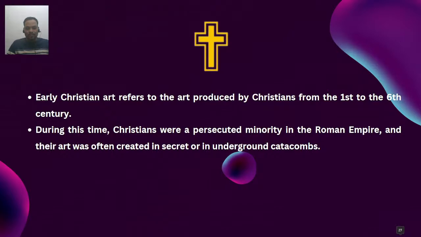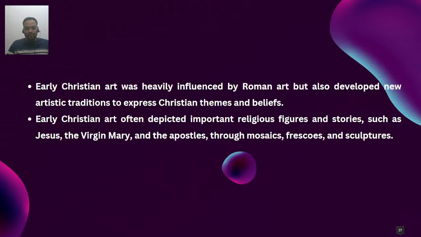Early Christian art often depicted important religious figures and stories such as Jesus, the Virgin Mary, and the apostles, who were the followers and disciples of Jesus Christ, through mosaics, frescoes and sculptures. So there were three major techniques that the artists of that era used: mosaics, frescoes, and sculpture. We will discuss these three techniques as well.